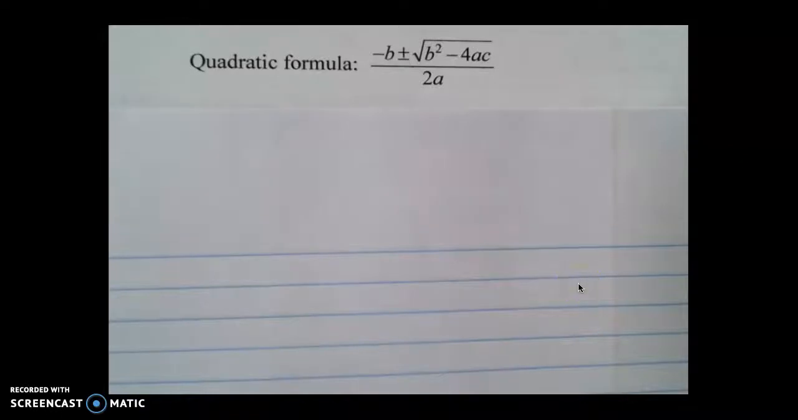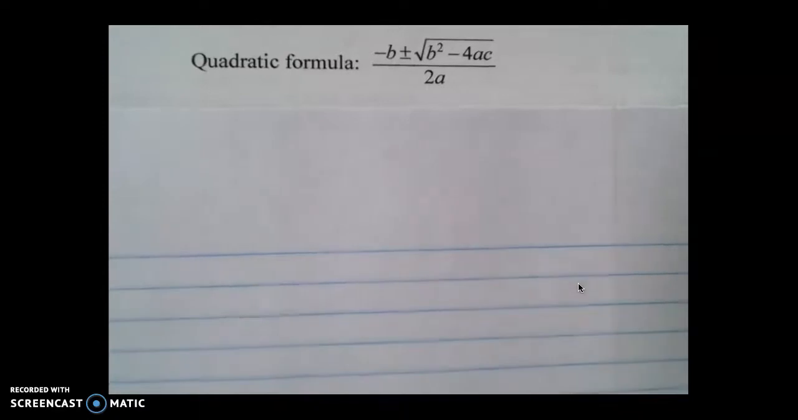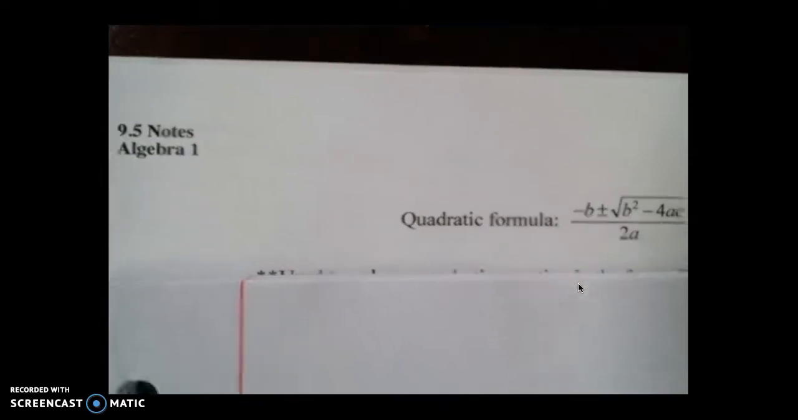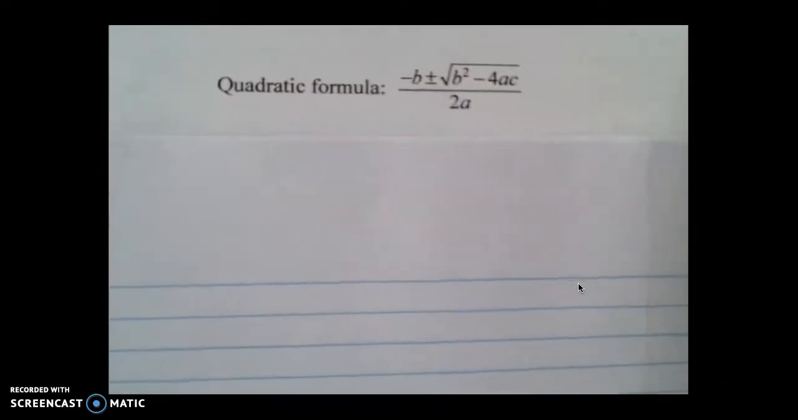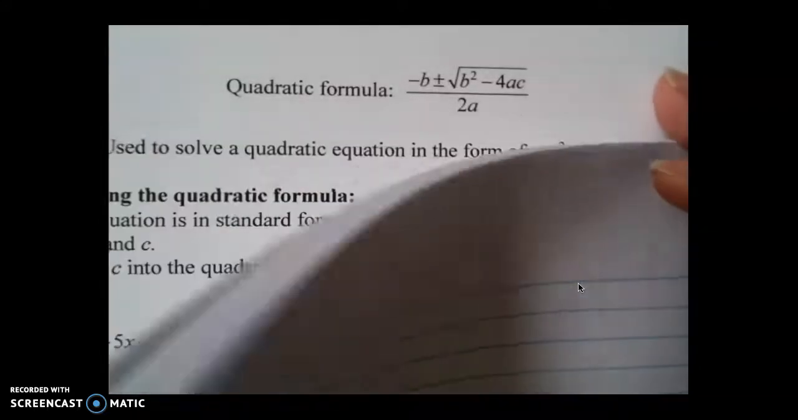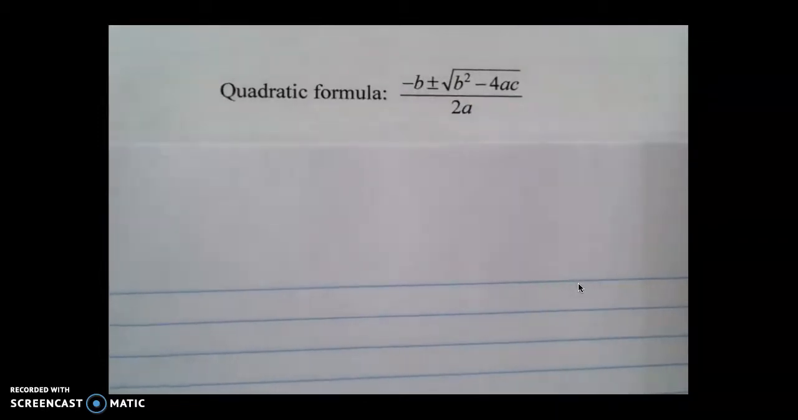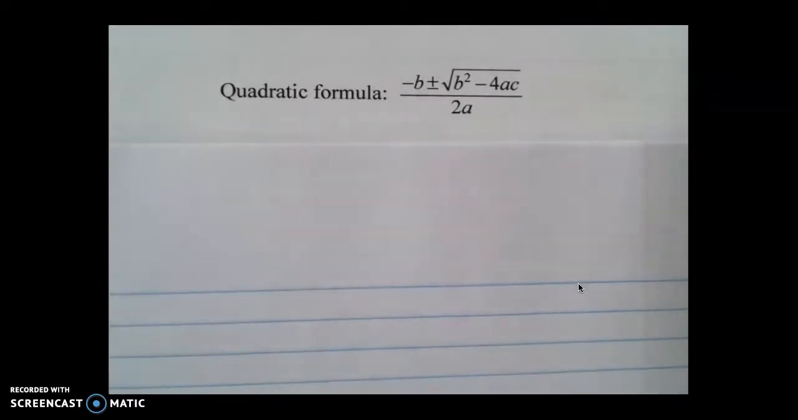All right, hi guys. We are going to start learning about the quadratic formula. I attached a worksheet that says 9.5 algebra notes at the top, and I just printed mine, but if you don't have a printer, just pull it up, or actually just use regular paper, because that's what I'm going to do too. So I've got it below here, but I've got my notebook over the top of it. This is the formula itself. It looks huge, and it is huge.